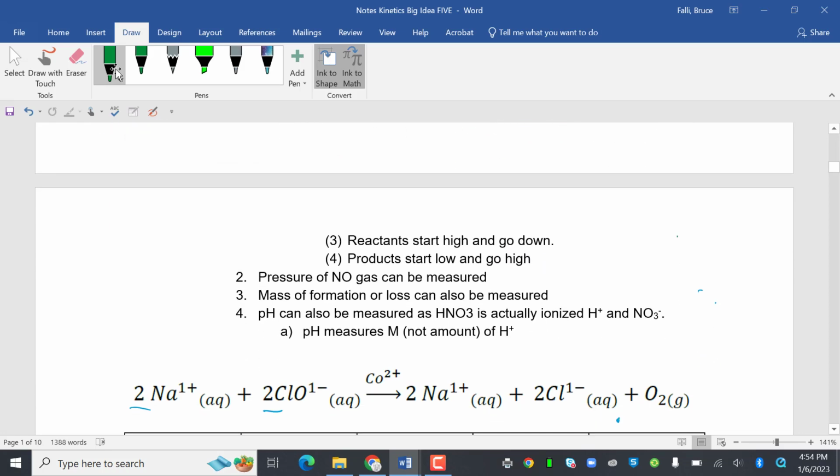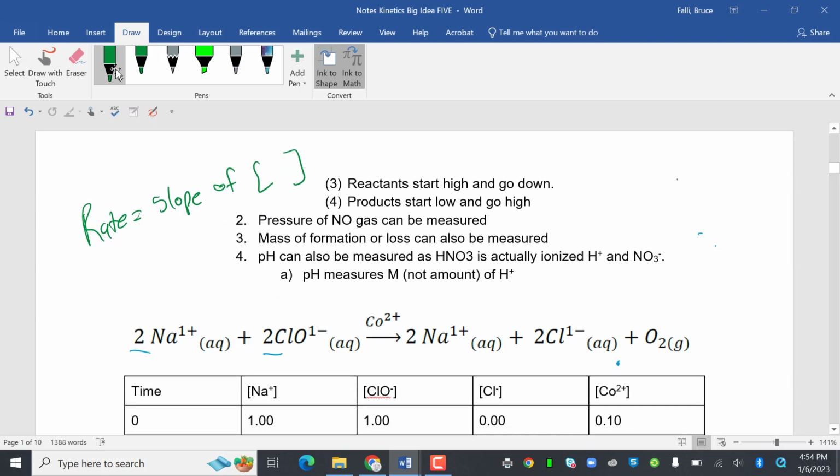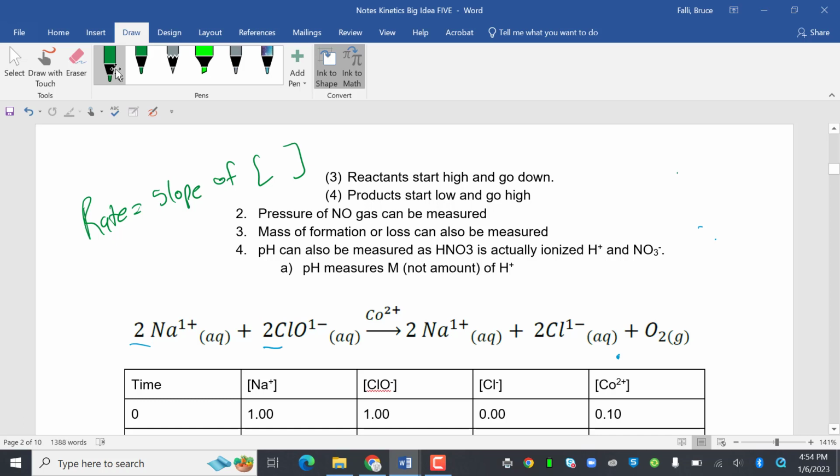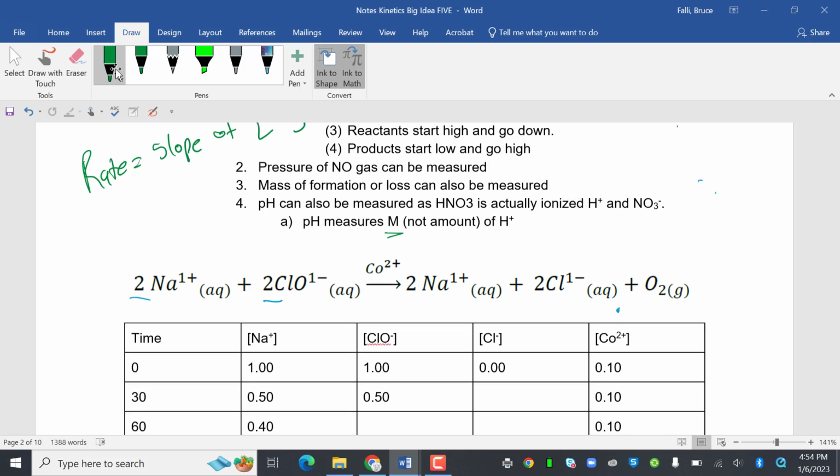The pressure of NO gas can be measured, so we can measure the pressure of the gas and how that changes and the rate of that change. So remember how rate equals slope of concentration. Okay. pH can also be measured as HNO3. It's actually ionized H positive and NO3 negative. pH measures molarity of H positive. So let's take a look.